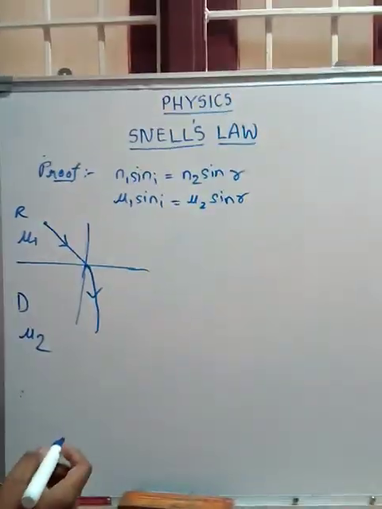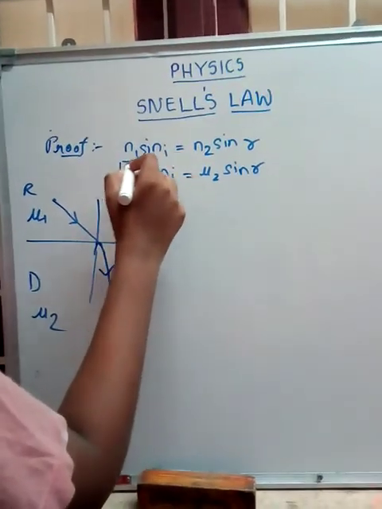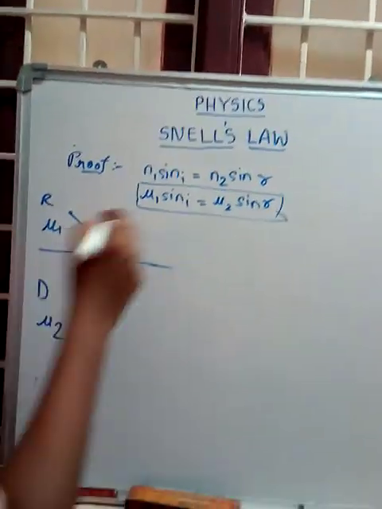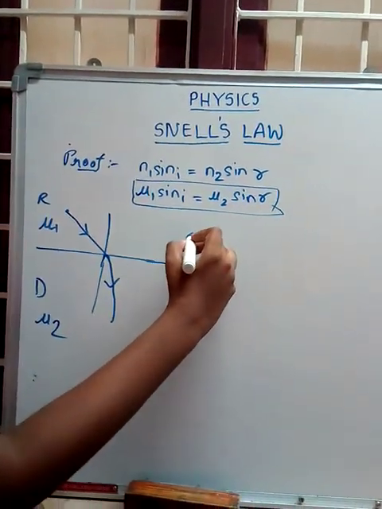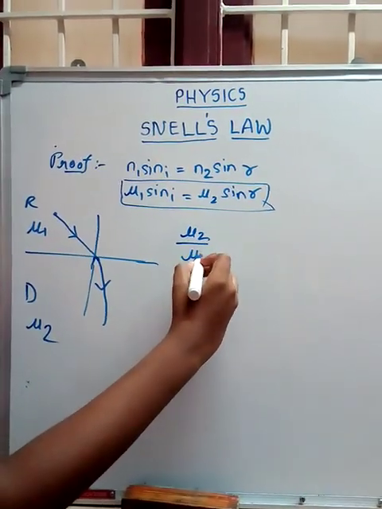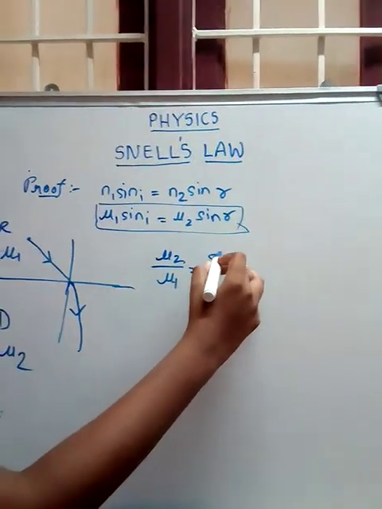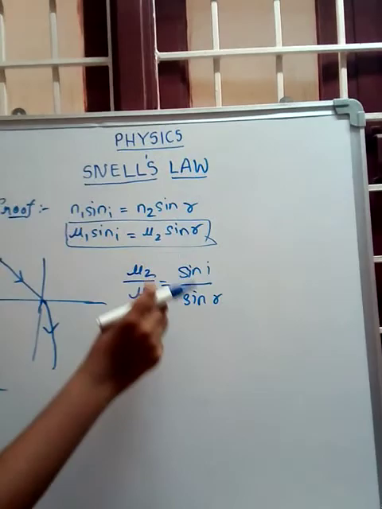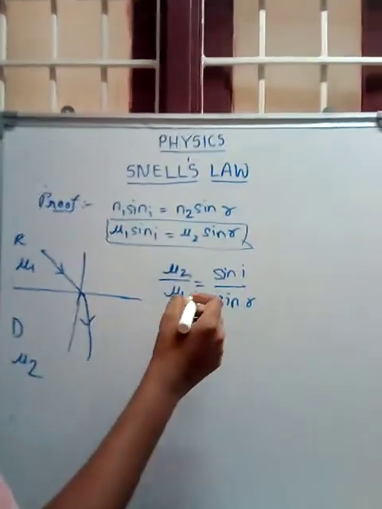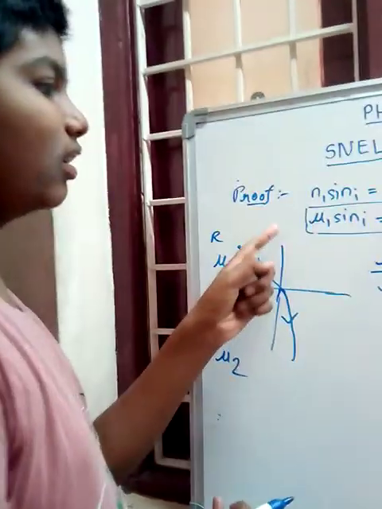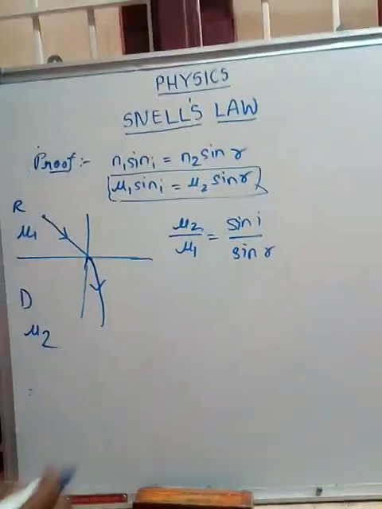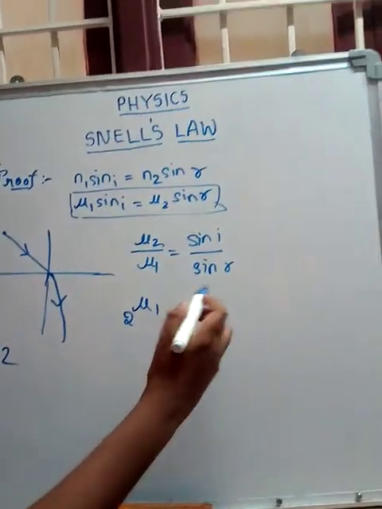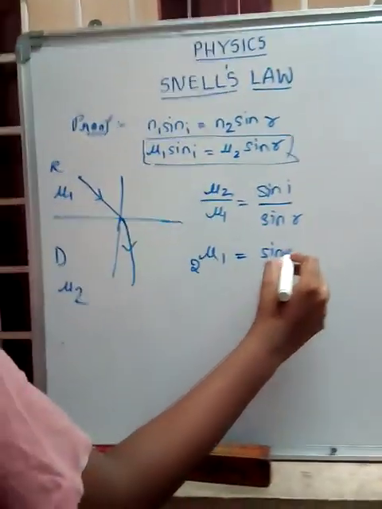Now let's discuss. We know that this is the formula: mu1 sin i is equal to mu2 sin r for Snell's law. This we can write as mu2 by mu1 is equal to sin i by sin r. Then we get the correct form if we write it in division form: mu of the second medium with respect to the first medium gives sin i by sin r.